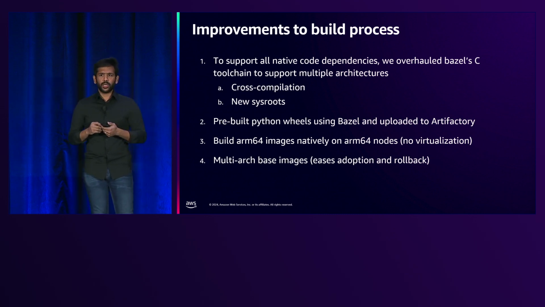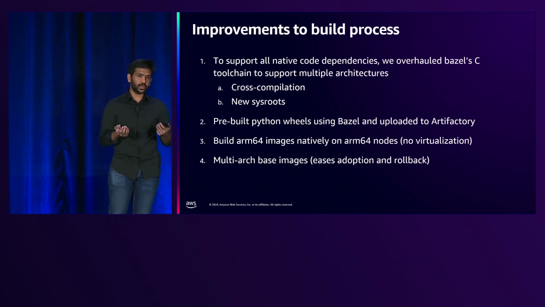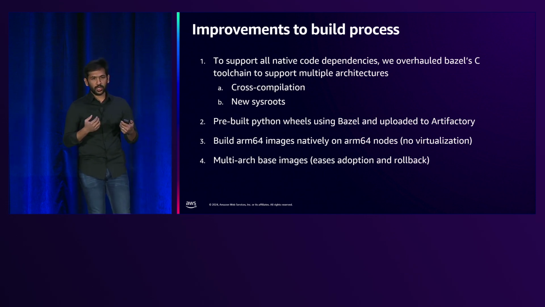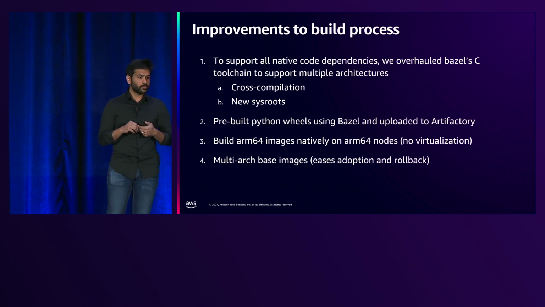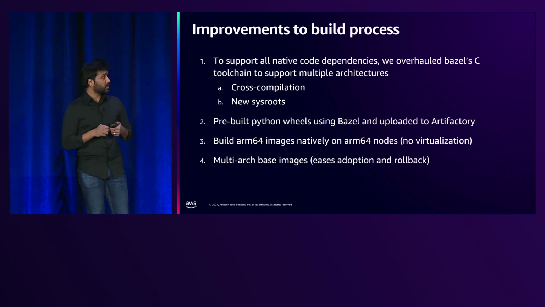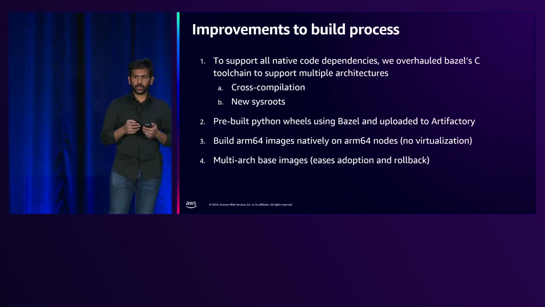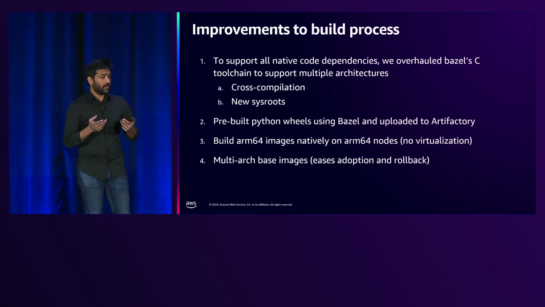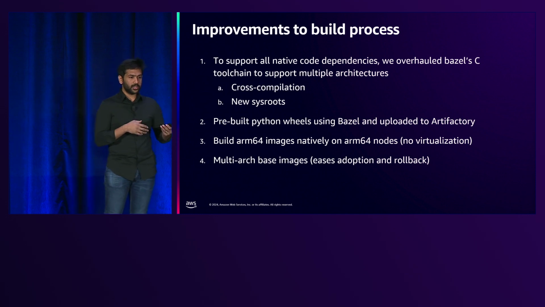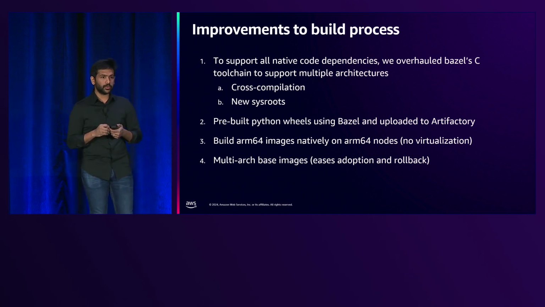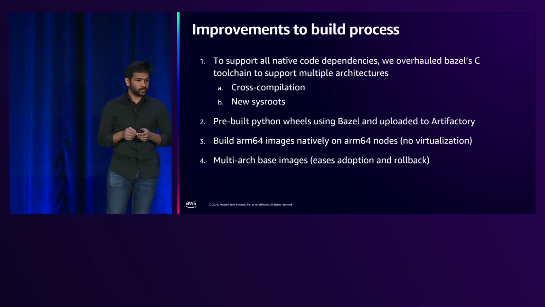And the third one was that we made sure we used ARM64 build agents to build the ARM64 images. This made sure that we don't have to use virtualization and emulation. So the entire process was much, much smoother. And lastly, we released multi-architecture images for all of our applications to leverage. This means that if we were to roll back to AMD64 during the migration process, it's always possible, and the adoption was much, much safer.